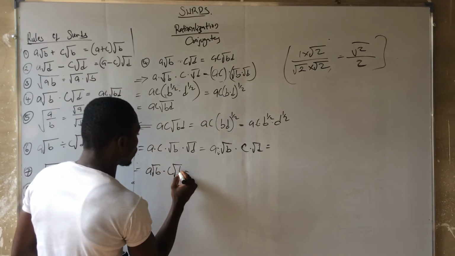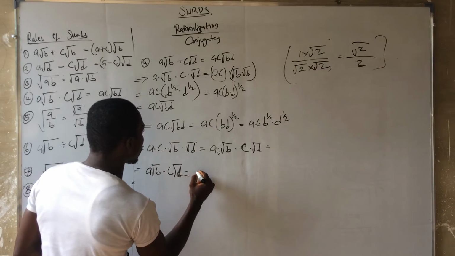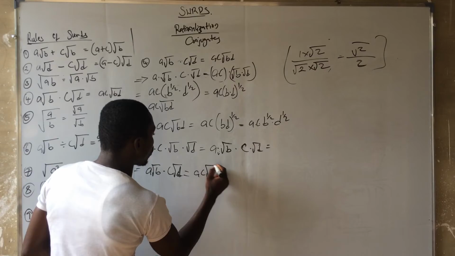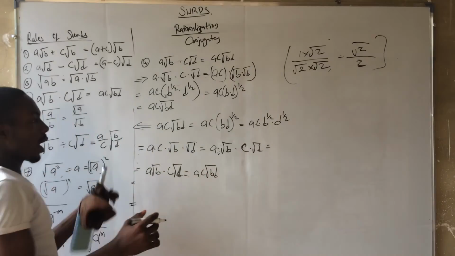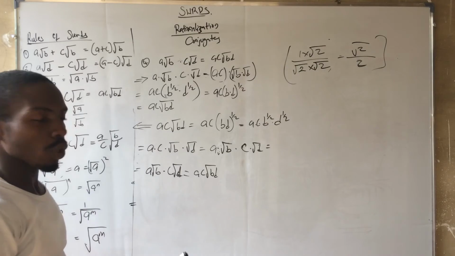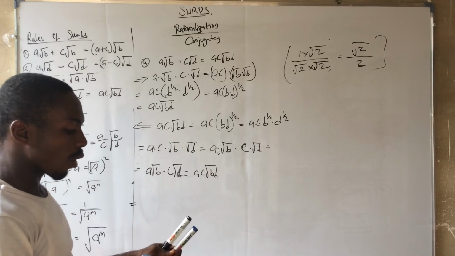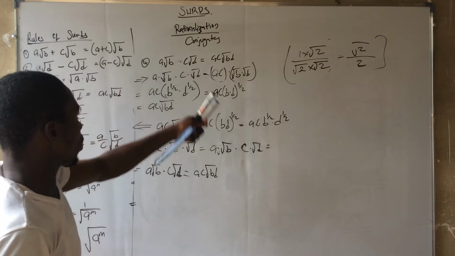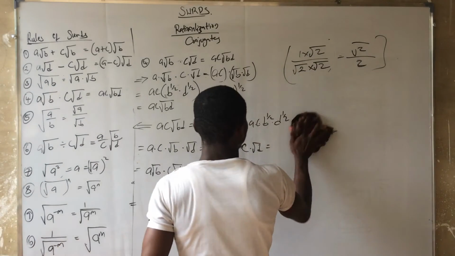to be equal to ac root bd. Now, having proved from here that the two of them are equal with no contradictions, I can now confidently say that this is equal to that.